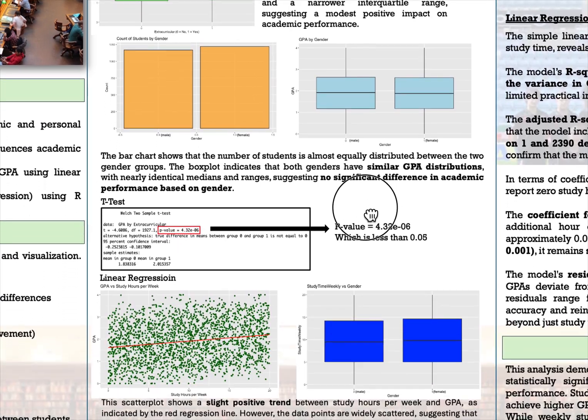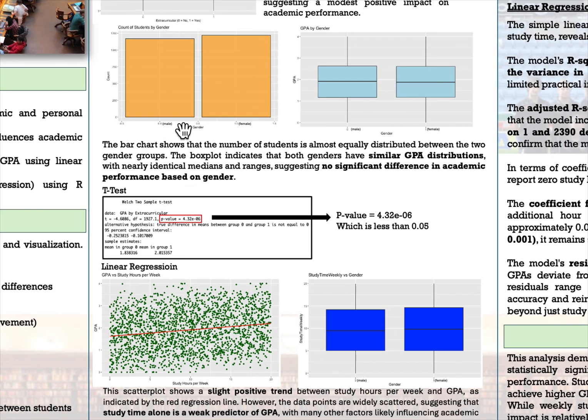And then the bar chart on the left shows that the number of students is almost equally distributed between the two gender groups, male and female. The box plot on the right side indicates that both genders have similar GPA distributions with nearly identical medians and range, suggesting no significant difference in academic performance based on gender.